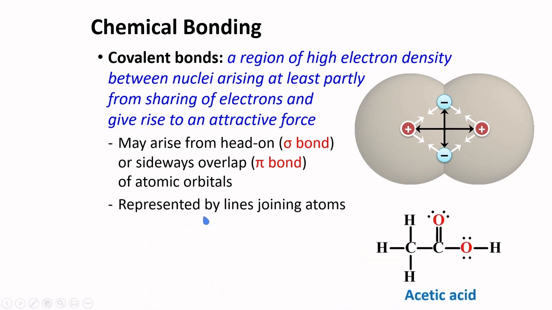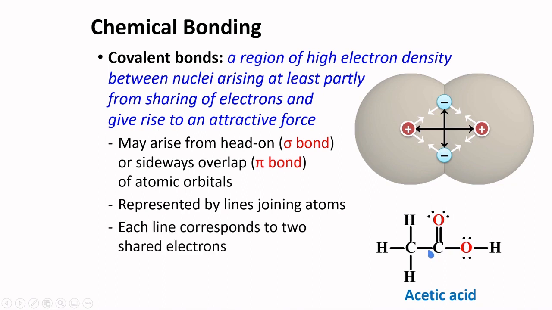Covalent bonds are represented by lines joining atoms. For example, here in acetic acid, carbons are connected to hydrogen and another carbon by a line, and this line represents 2 electrons. If 2 electrons are present on each line, then this carbon can have 8 electrons. This will satisfy the octet rule.